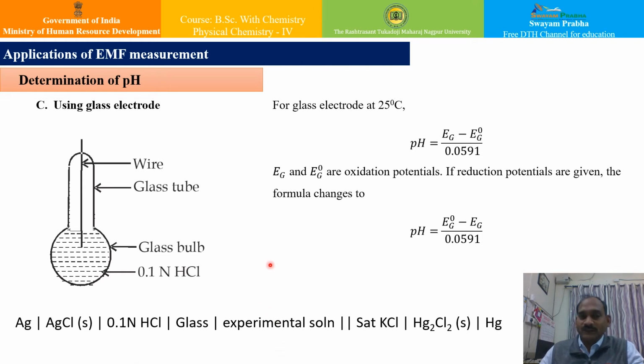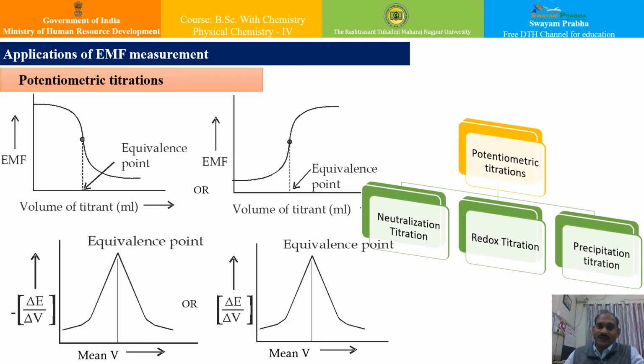Okay, so this is all about the determination of pH using different electrodes. I can determine the pH using the standard hydrogen electrode, the quinhydrone electrode, and the glass electrode. These are the different ways of utilizing EMF measurement in the determination of pH. Next, there are a number of applications of EMF measurement in potentiometric titration.